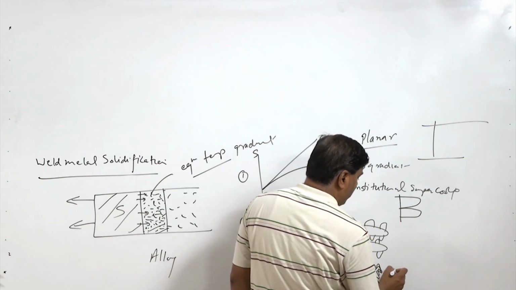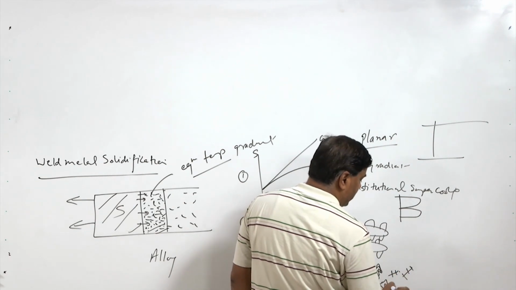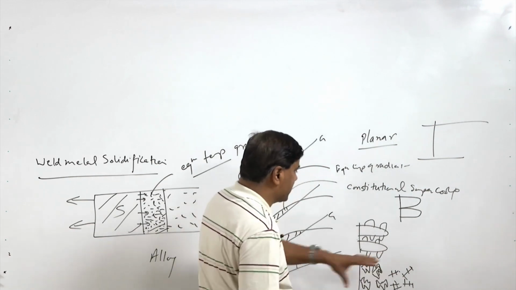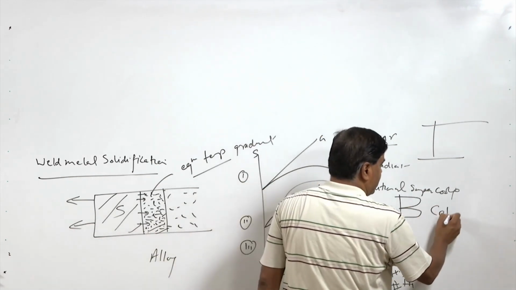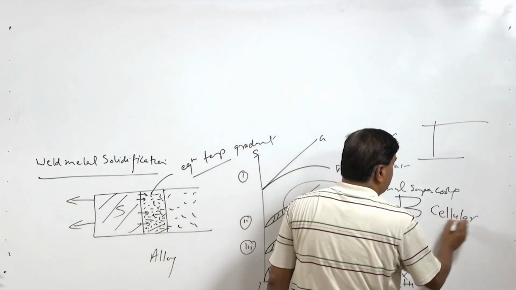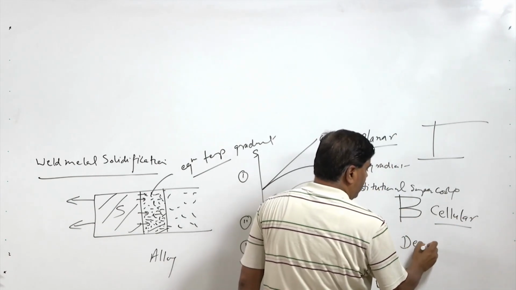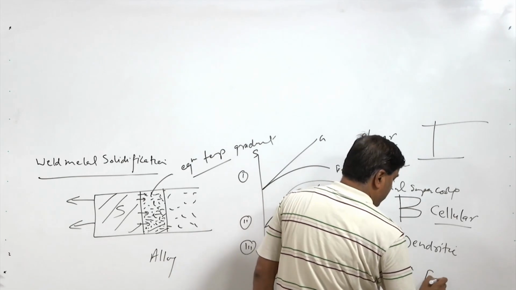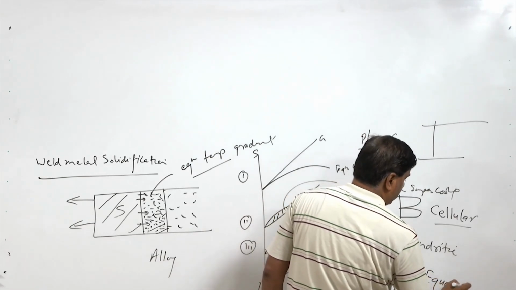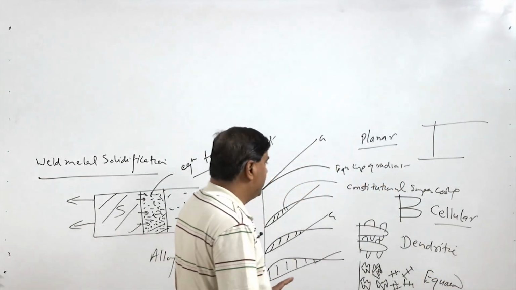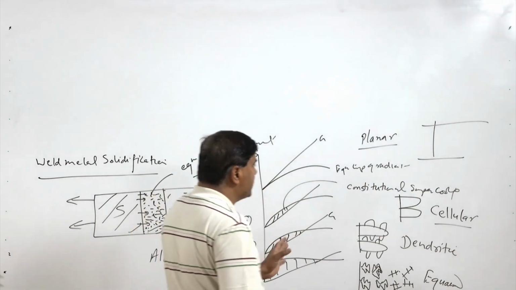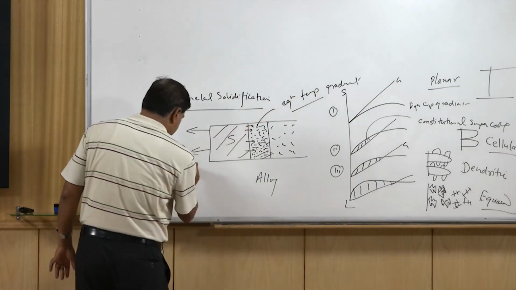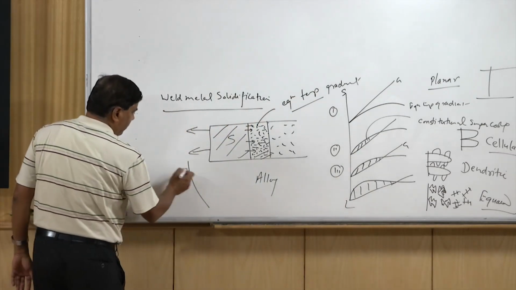So, all these grains are typically represented like this. Equiaxed grain structure, cellular grain structure, dendritic grain structure. Technically, let us see how all these grains grow if we take a typical weld metal.